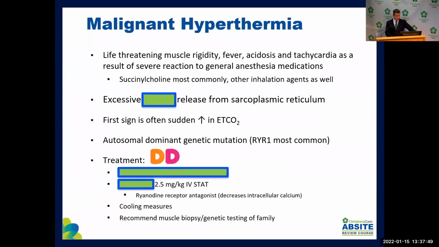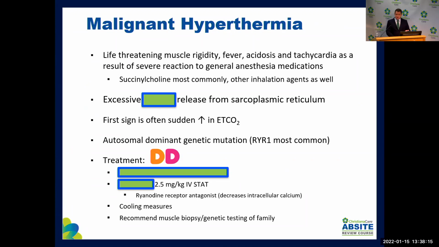Malignant hyperthermia, hopefully you'll never see it. This is an anesthesiologist's worst nightmare. It's a syndrome of life-threatening muscle rigidity, fever, acidosis, and tachycardia, and can result in a severe and life-threatening condition, usually related to general anesthesia medications. The most common one is going to be succinylcholine, but it has been associated with other inhalation agents as well.